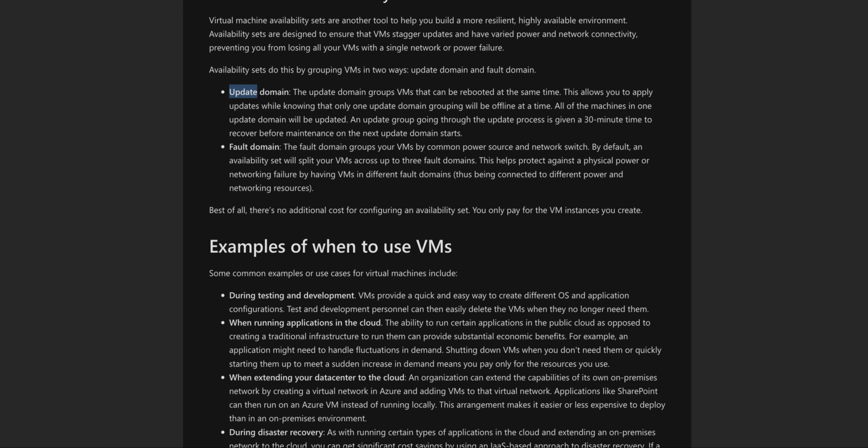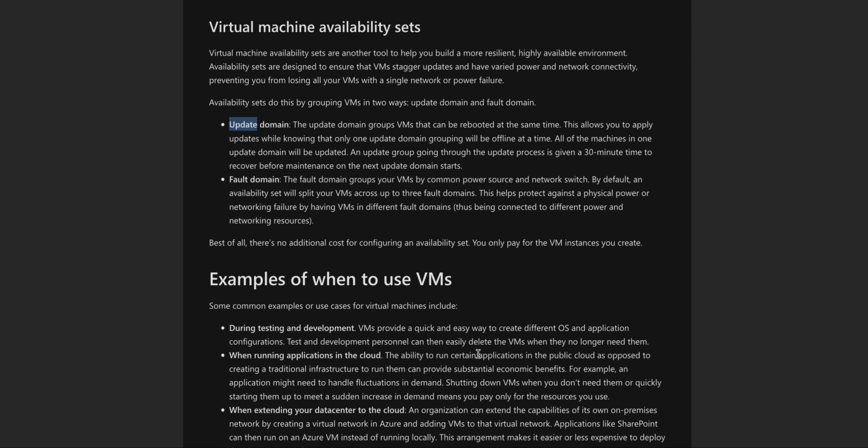Update domain in availability sets, and today we're going to look at fault domain.